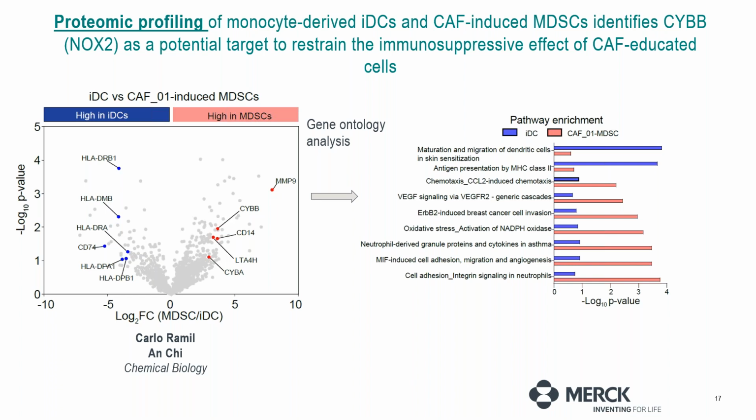And one of the pathways that drew our attention is oxidative stress and activation of NADPH oxidase. So the enhanced production of reactive oxygen species has been well documented to impair T cell proliferation and activation. And interestingly, we found that in the highly expressed proteins in MDSCs, there are several components that belong to one of the NADPH oxidase family members, NADPH oxidase 2, that is also known as NOX2.